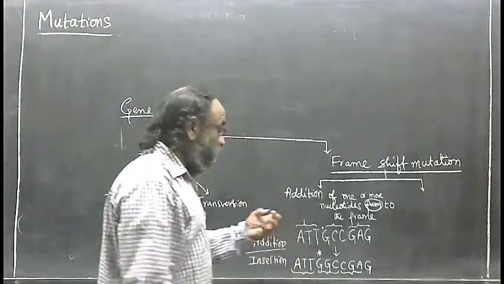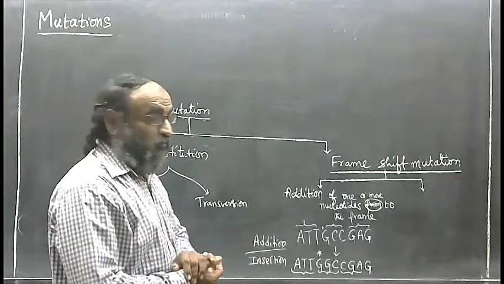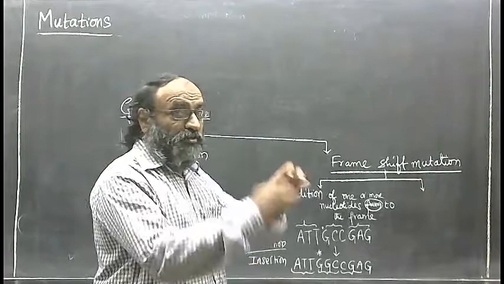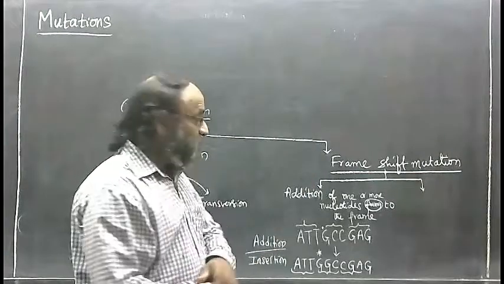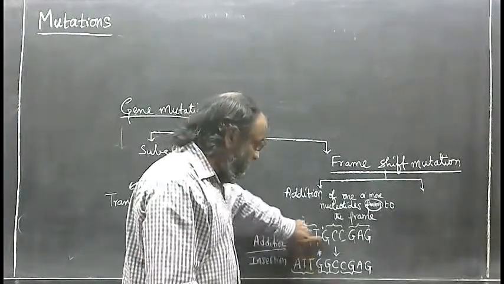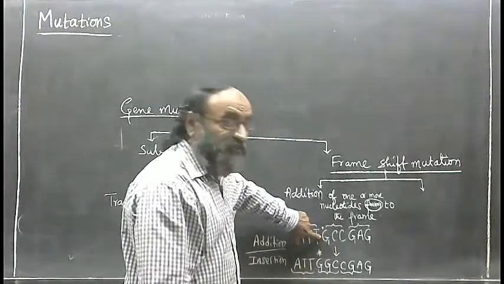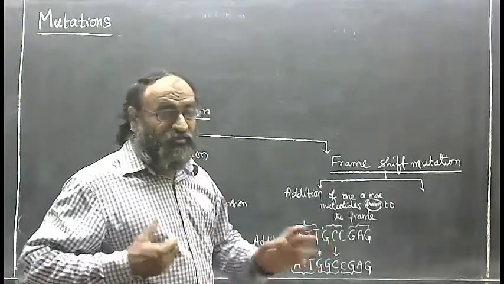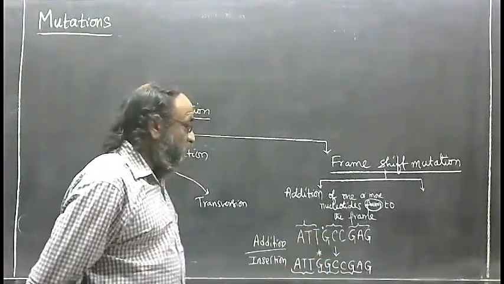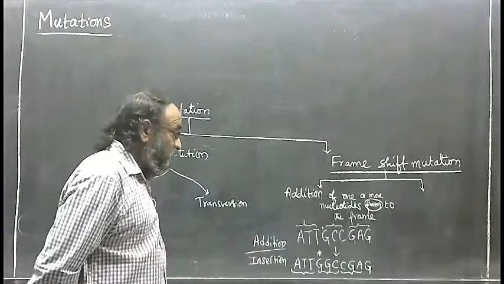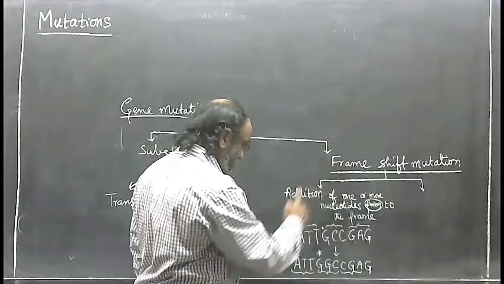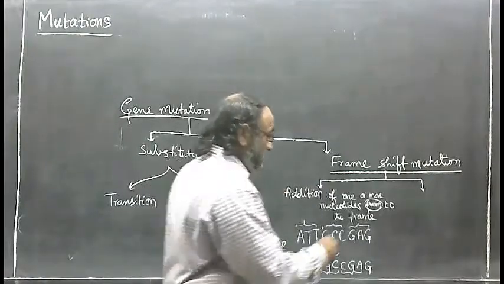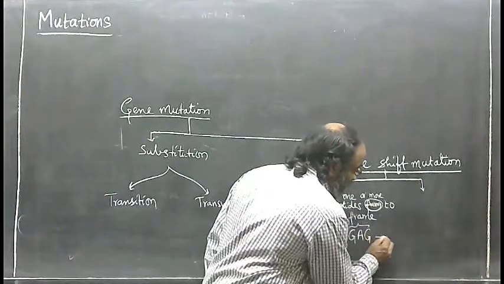So in this particular case, we have examined the insertion of a nucleotide, that is a guanine nucleotide, at this point. As a result, the length of the frame gets increased. This is frame shift mutation due to addition or insertion. Now, let us examine the second case.